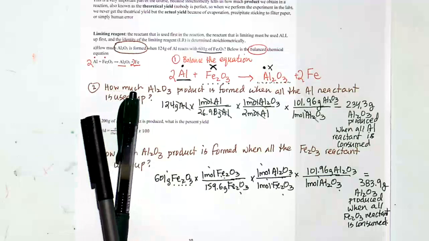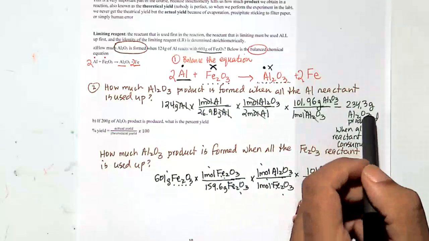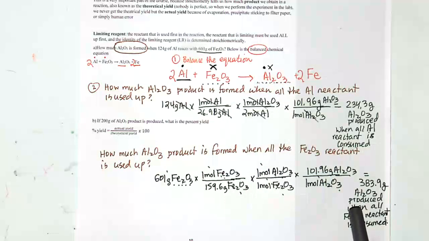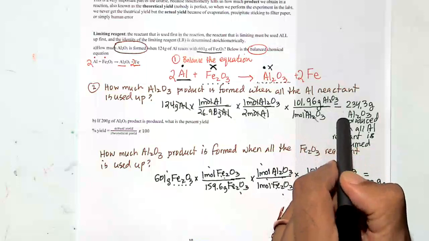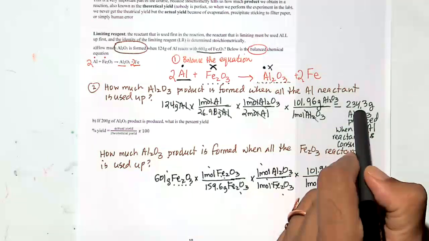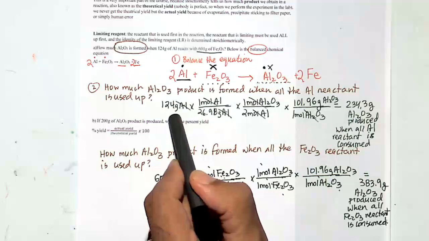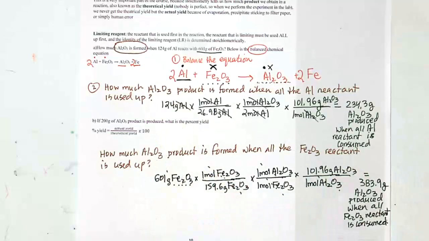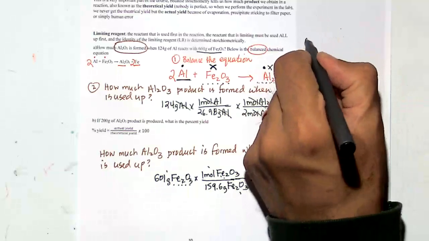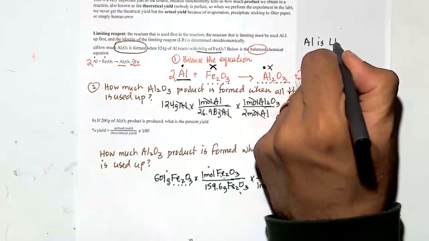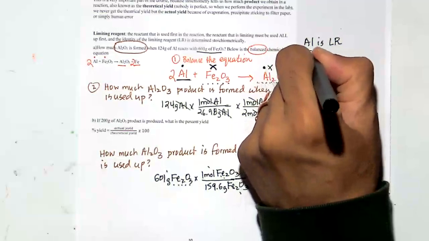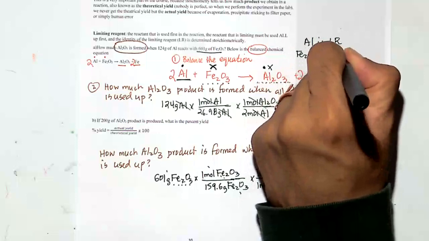Right, so what do you guys think is the limiting reagent? The one that produces 234 grams of product, or the one that produces 383 grams of product? The one that produces 234. See, once you produce this much, all of this is gone and the reaction stops. Okay? So Al is our limiting reagent. And then Fe2O3 is in excess.